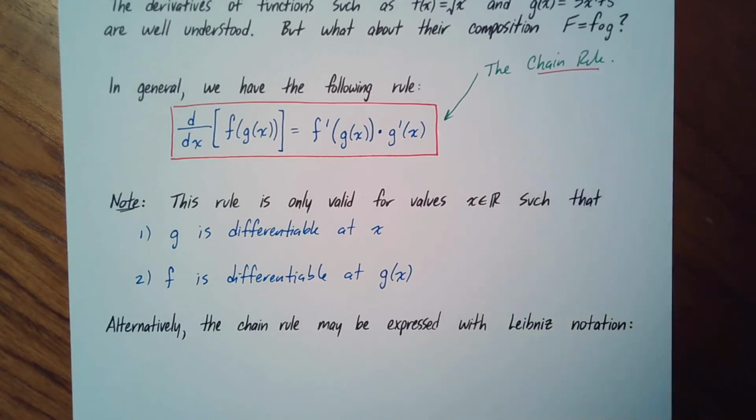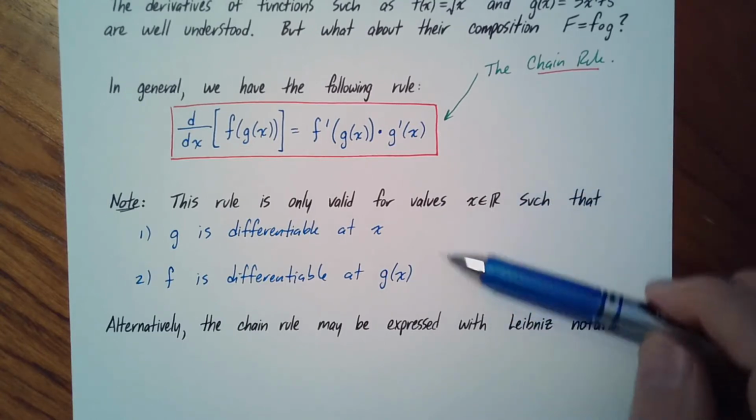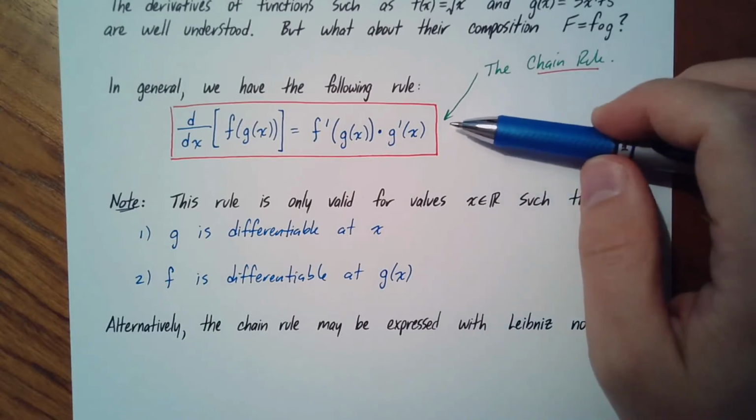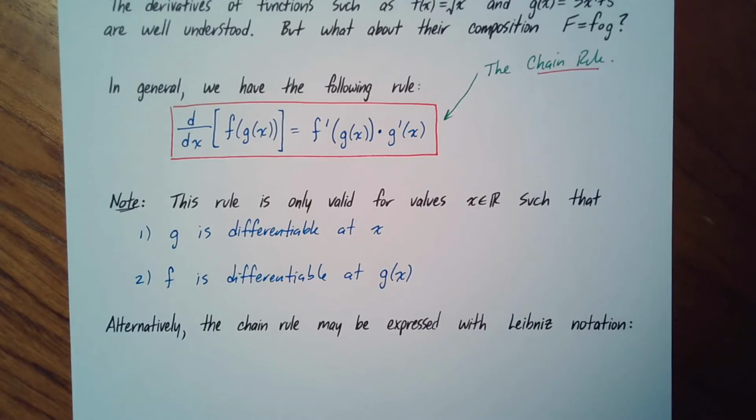But typically in situations where you're applying the chain rule, you will have these true. Quite often they may not be addressed explicitly, but they will be true in the background in all cases when the chain rule is actually relevant.